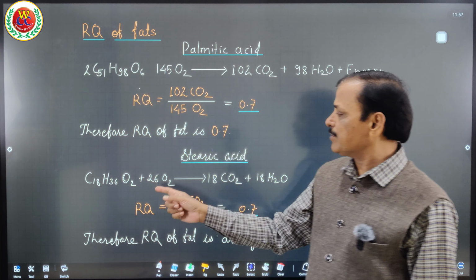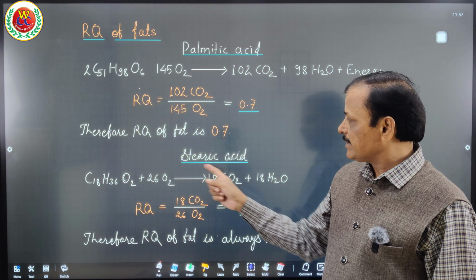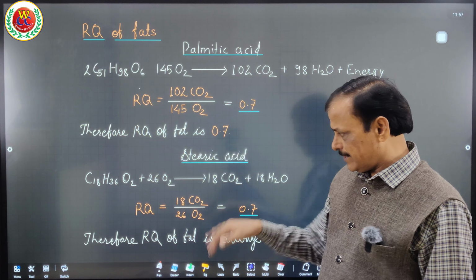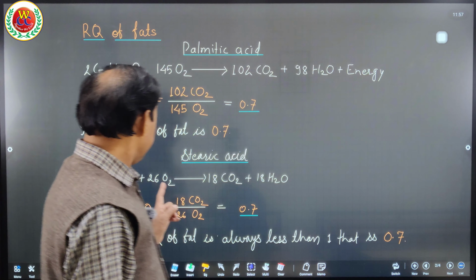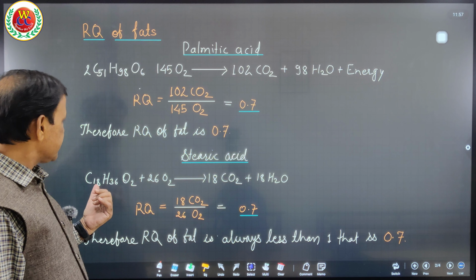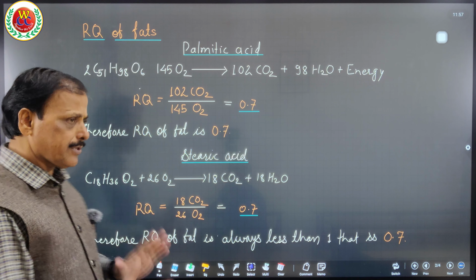Then what is the respiratory quotient of organic acids? These are now stearic acid and other palmitic acid, so organic acid. So stearic acid, this C16, okay, fatty acid again going on, not organic acid.